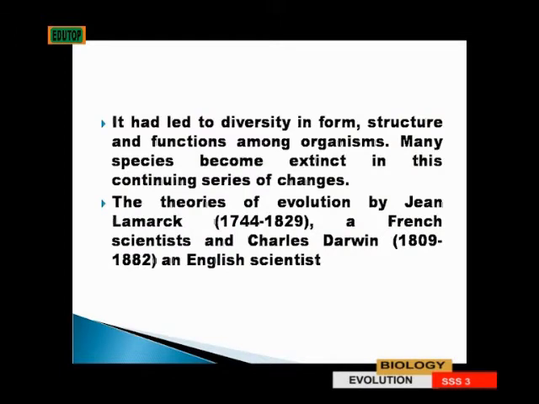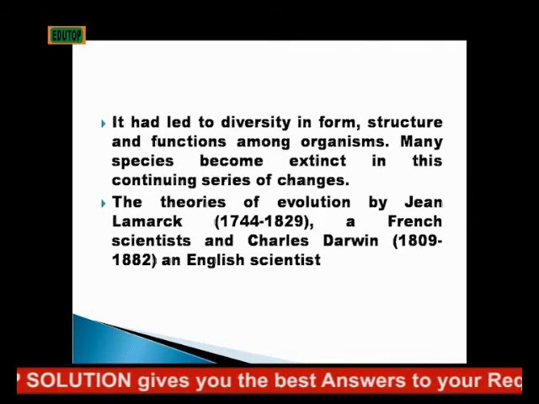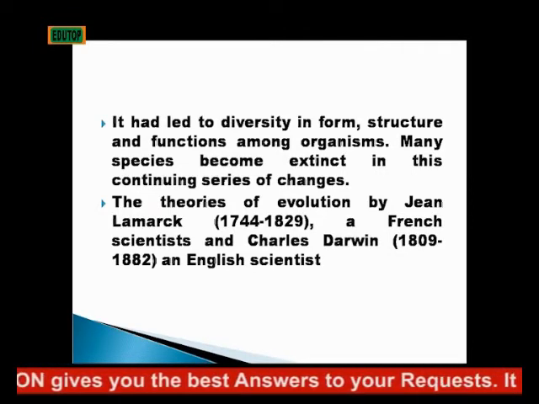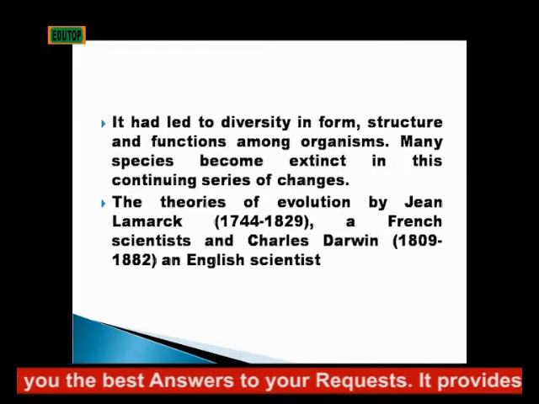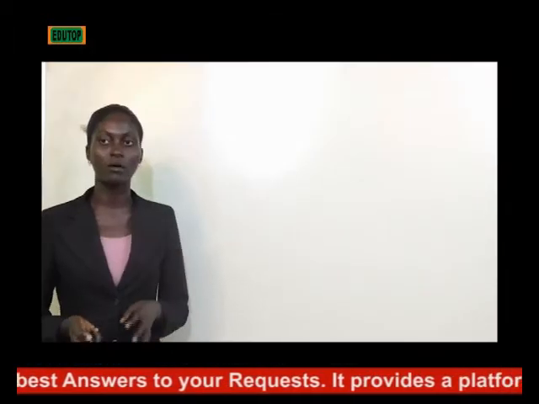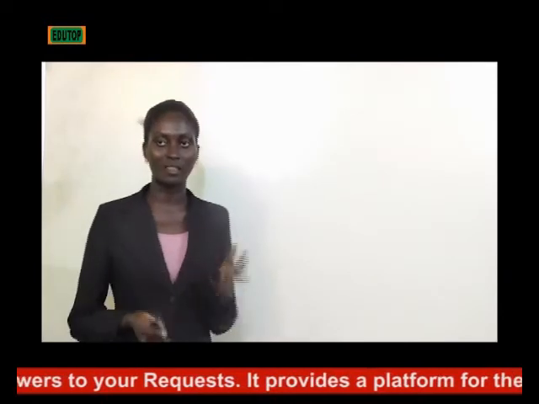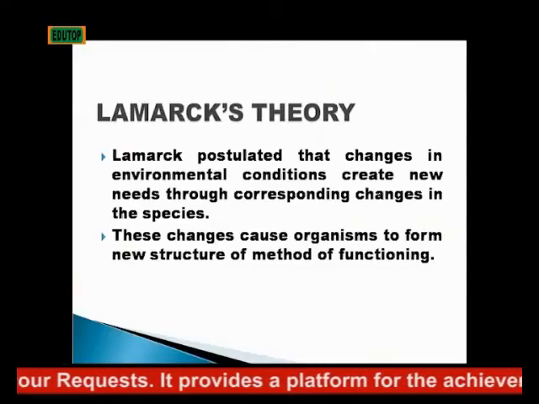The theories of evolution by Jean Lamarck, who lived from 1744 to 1829, a French scientist, and Charles Darwin, an English scientist who lived between 1809 and 1882. They were the two people that did major work on the theories of evolution. So we'll be looking at their theories. First, we look at Lamarck's theory.